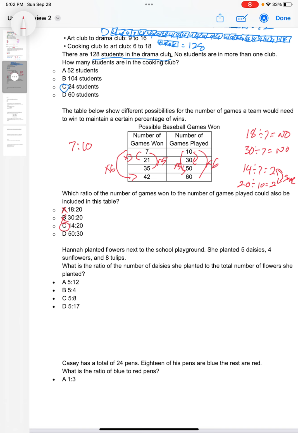And when we look at it, does 7 go into 50 evenly? No. So it's not D. And that's it. We're just looking for an equivalent ratio here. That's all we're doing on that question.